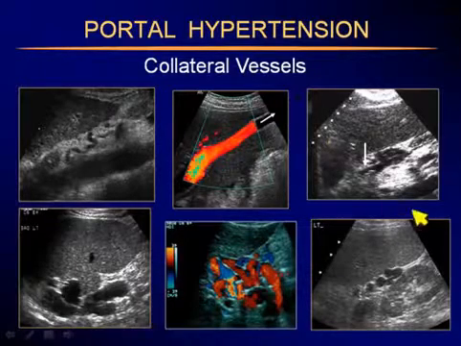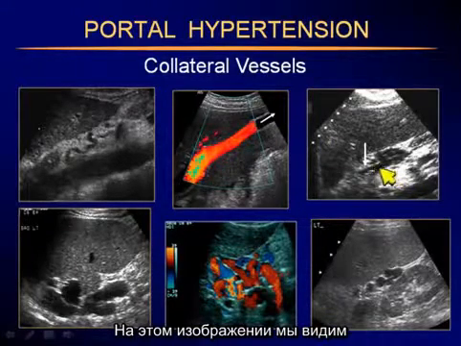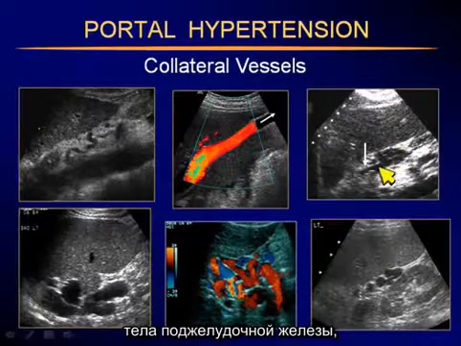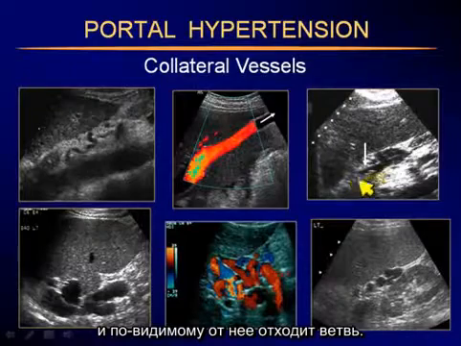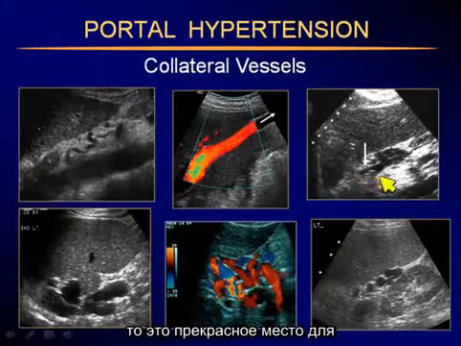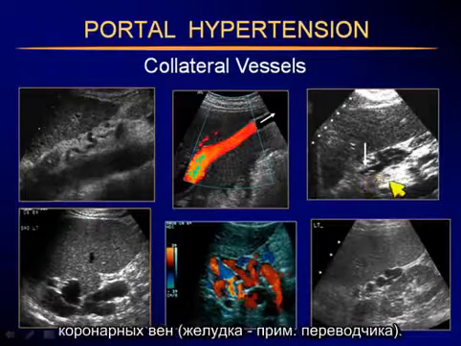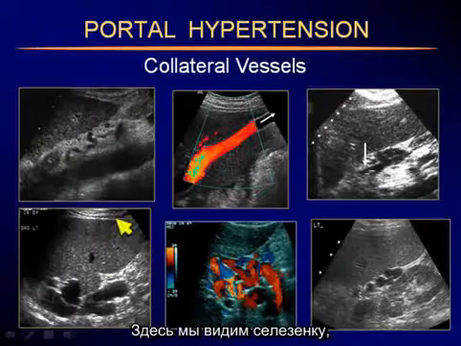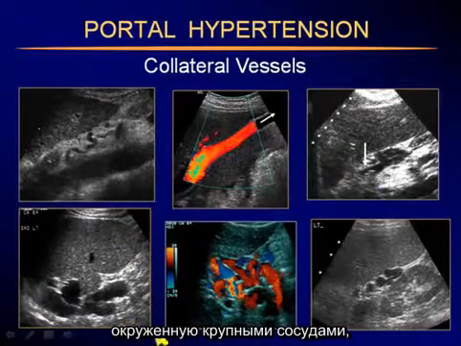liver. In this image, we see the splenic vein, which is posterior to the body of the pancreas, and it seems to have a branch. We usually never see a branch there, but when we see such a branch, that's a perfect place for a coronary vein.